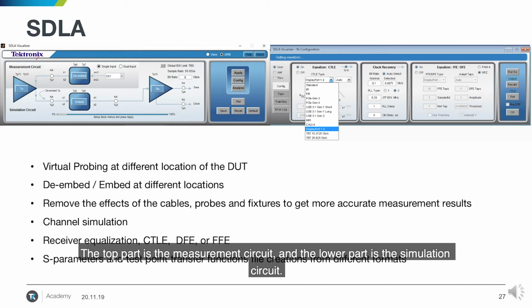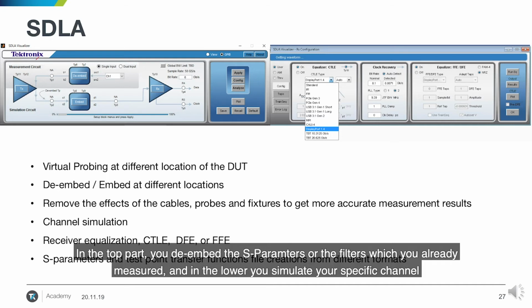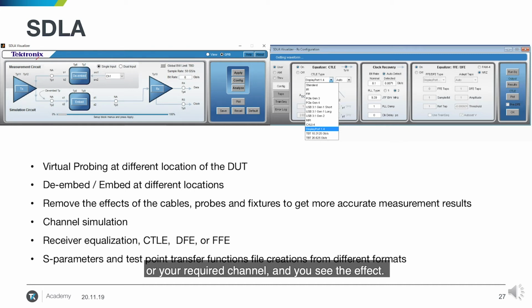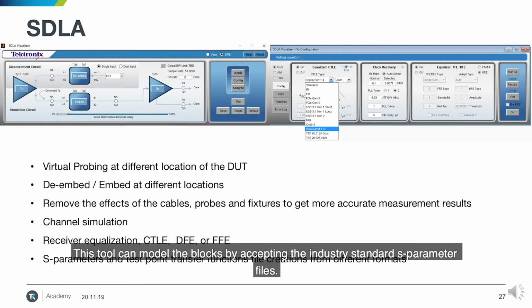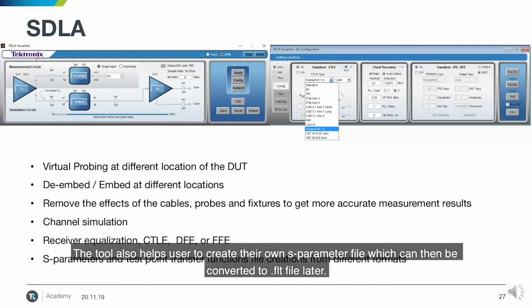So the upper part you see is the measurement circuit, and the lower part is the simulation circuit. On the upper part, you de-embed these parameters or the filters, the effects which you already measured, and in the lower you simulate your specific channel or your required channel and you see the effect. This tool can model the blocks by accepting industry standard S-parameter files. The tool also helps users create their own S-parameter file, which can then be converted to a filter file later.